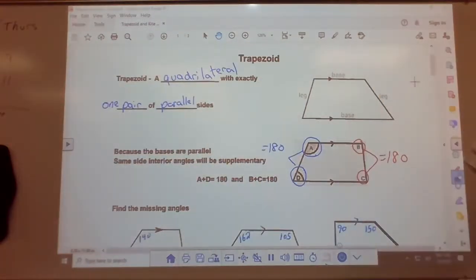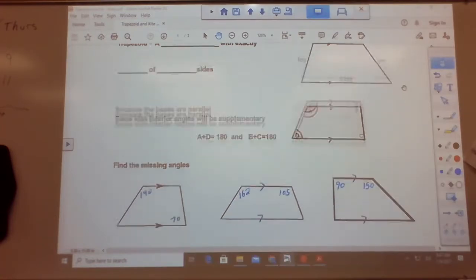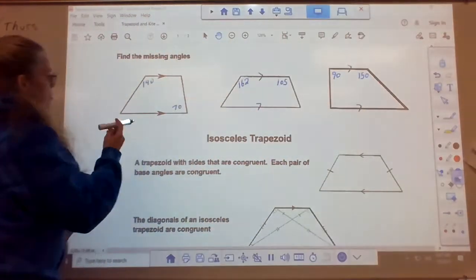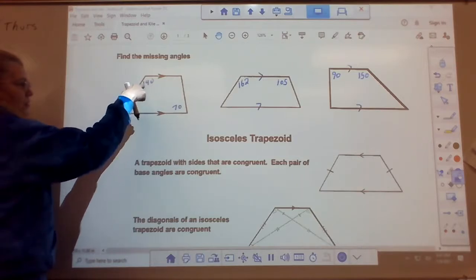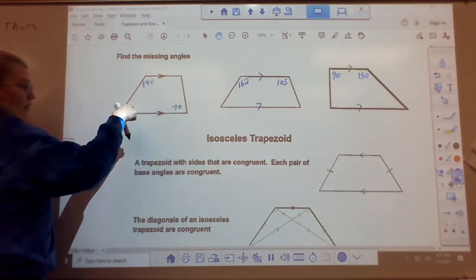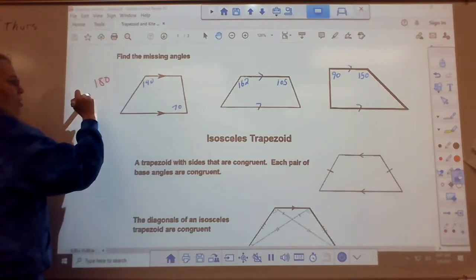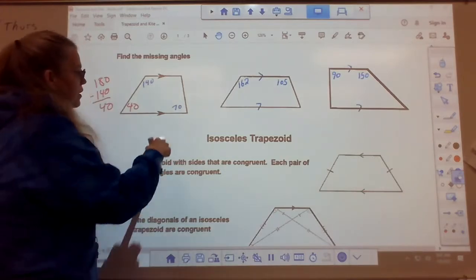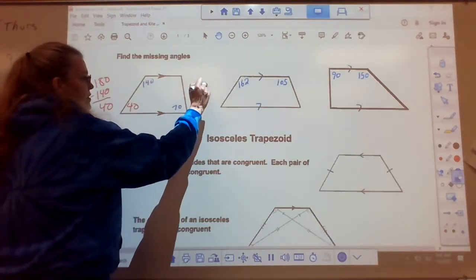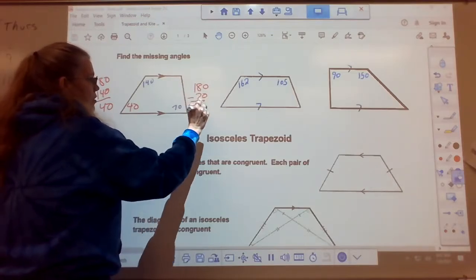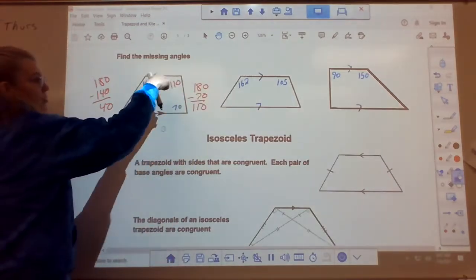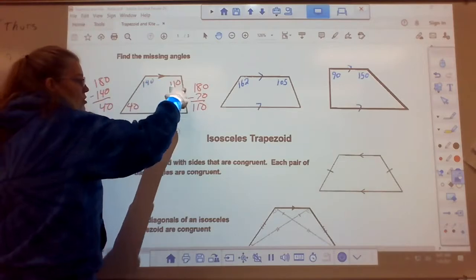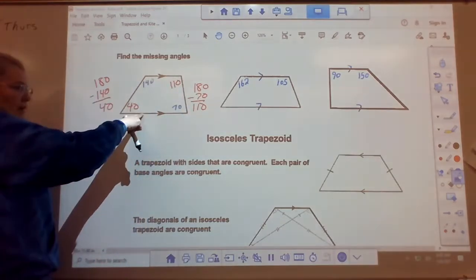So let me go ahead and scroll this. So like I said, these two angles here are going to add up to 180. So if this is 180, subtract 140, I'm going to get a 40 here. If this is 70, I can take 180, subtract 70, I'm going to get a 110 here. So here's my parallels. You're always going to kind of wrap around the parallels. So these two angles added up to 180. These two angles added up to 180.